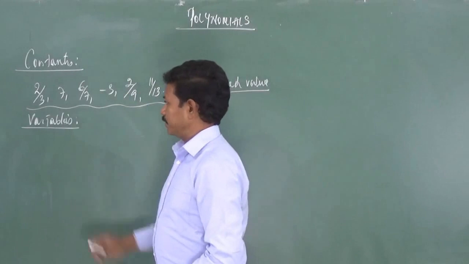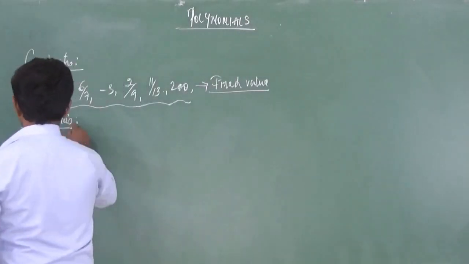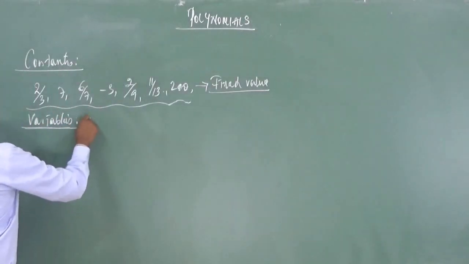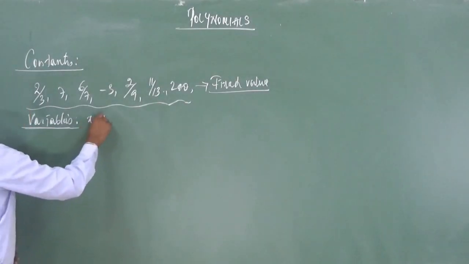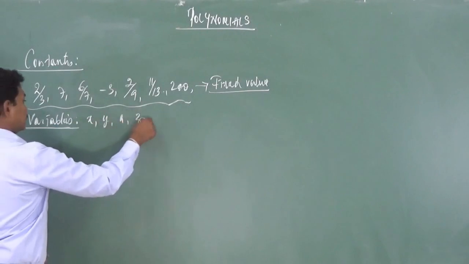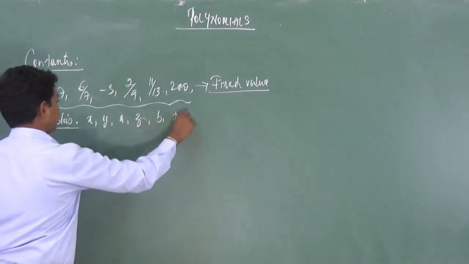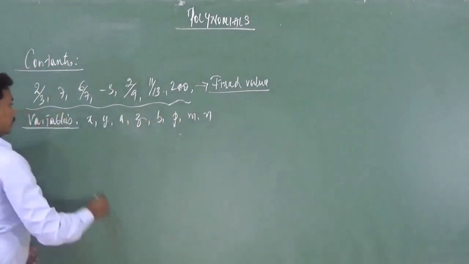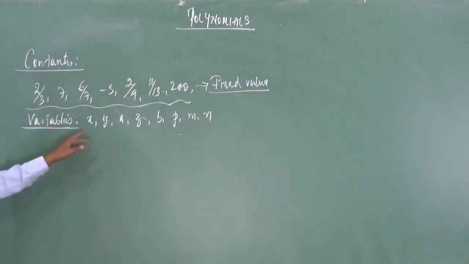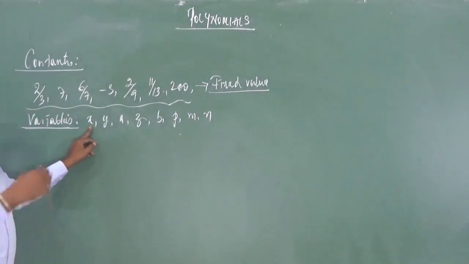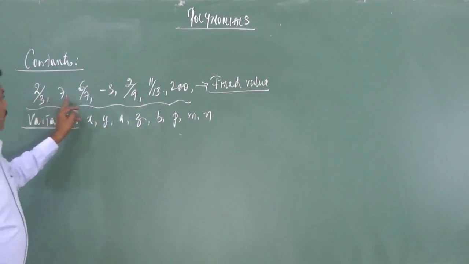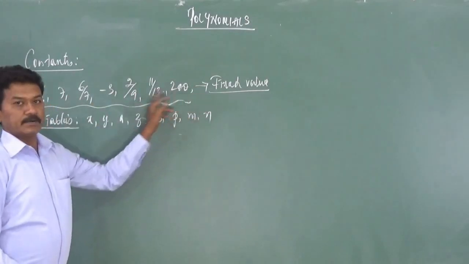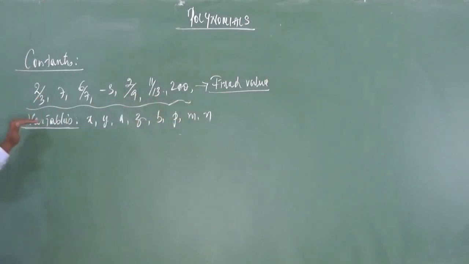That's a variable. Variables are usually represented by symbols, English alphabets: x, y, a, z, b, p, m, n. These are all called variables. So x can take any value you give. If x is equal to 1, x is 1. If x is equal to 2, then x becomes 2. It can be given any value. But here any value cannot be given to a constant, because it has a fixed value. So what is a variable?